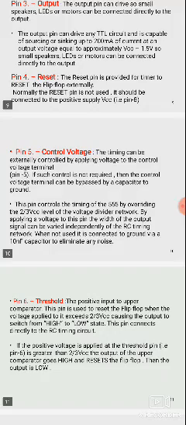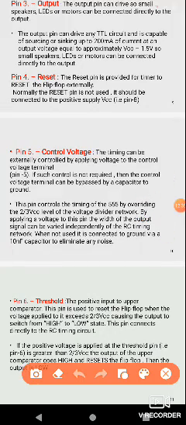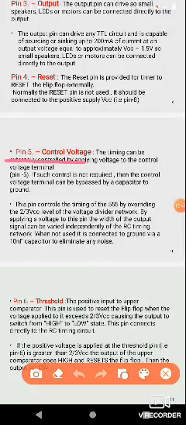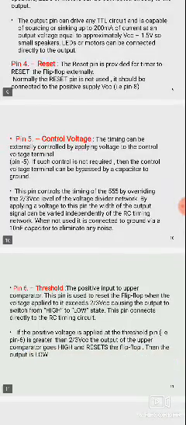Next, pin 5. Pin 5 is the control voltage. The timing can be externally controlled by applying voltage to the control voltage terminal. So the control voltage purpose is that it can be externally controlled by applying voltage to the control voltage terminal. So it is for controlling purpose, voltage controlled purpose.